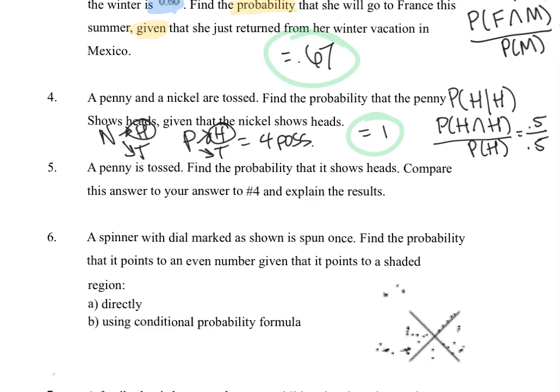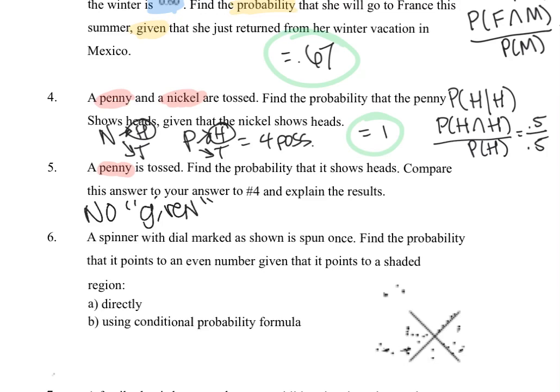All right, number 5, a penny is tossed. Find the probability that it shows heads. Compare this answer to number 4 and explain the results. So here I am just talking about a penny. Here I was talking about a penny and a nickel. So a penny is tossed, find the probability that it shows heads. Now, there is no given statement here. So there is no given here.